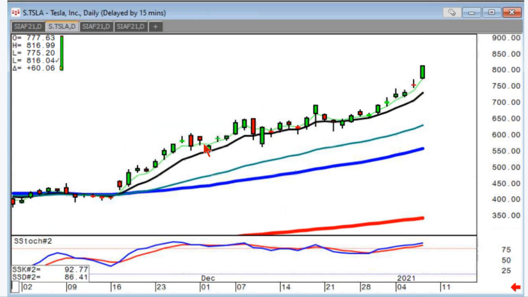As you can see what's happened in Tesla, it closed up over 800 today. It's had a nice steady run ever since that breakout right here. And what was the criteria for staying in Tesla? They could never close it below the T-line.